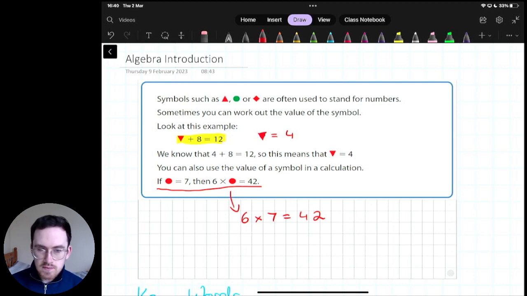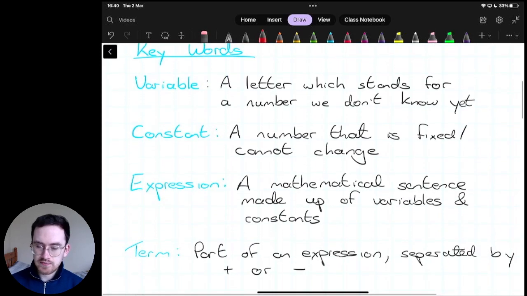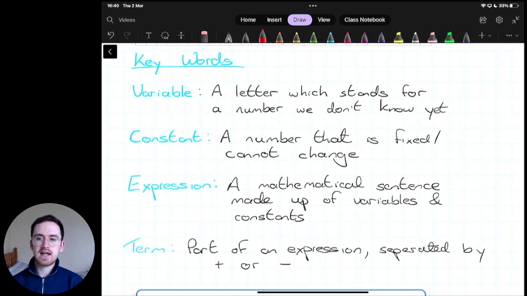Okay, so there are some key terms we need to go through. The first one is a variable, and a variable is a letter which stands for a number that we don't know yet. Okay, so it has a value, we just don't know what it is. So x is probably the most common variable that you're going to see, but it could be any letter, and it just stands for some number. A constant then is a number that is fixed and it cannot change. So variable comes from the word vary. If something varies, it changes. If something is constant, it doesn't change. It's fixed. Okay, an expression then is a mathematical sentence that's made up of variables and constants.